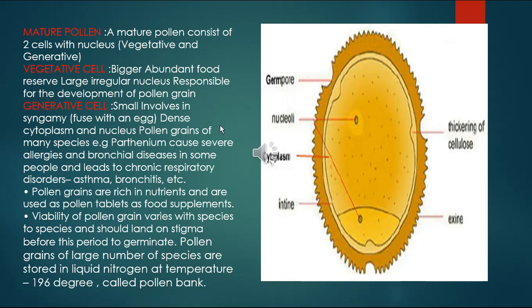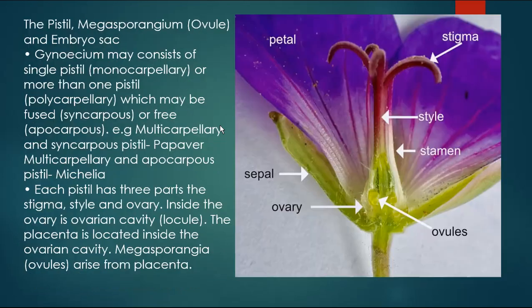Next, we are going to see the structure of pistil or carpel, or we can call it as gynoecium. The gynoecium represents the female reproductive part of a flower. The gynoecium may consist of a single pistil. In that case, we can call it as monocarpellary. Or it may be more than one pistil. We can call that as multicarpellary. When there are more than one, the pistils may be fused together. In that condition, we can give the term syncarpous, or maybe free, apocarpous.